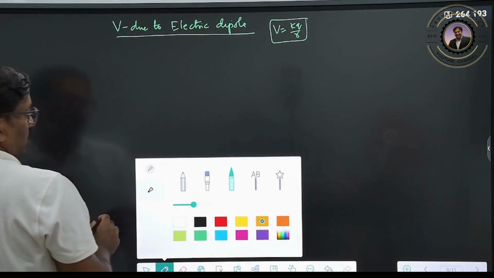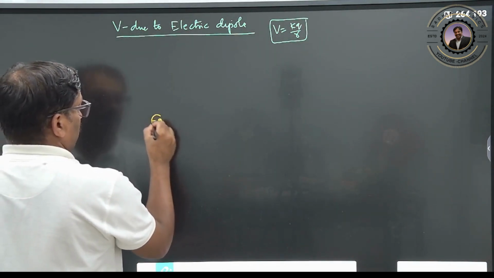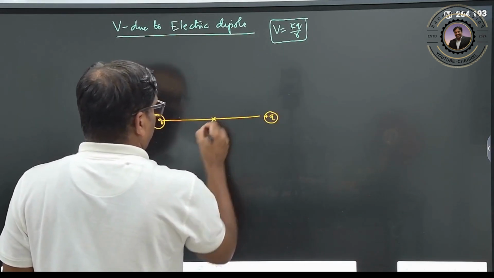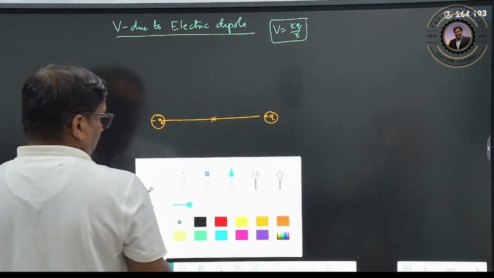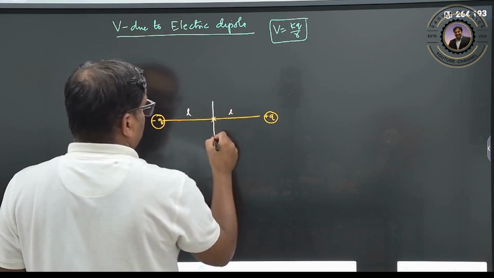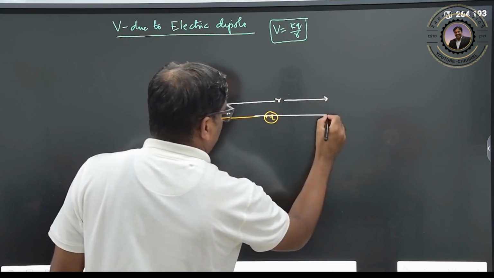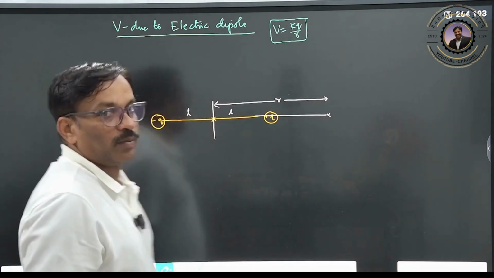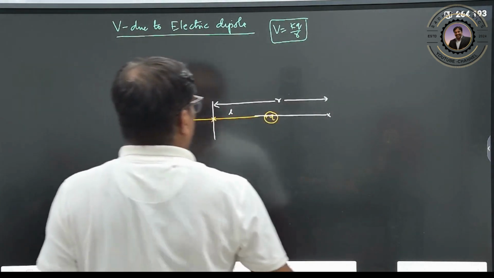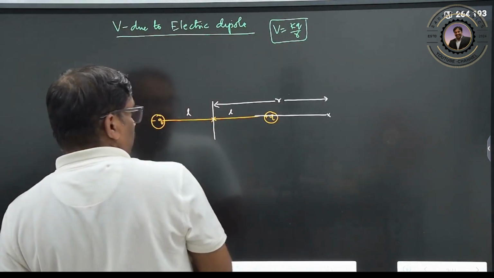So let us see here. There is a dipole, with minus Q on one side and plus Q on the other. From the center, we want to calculate the potential at a distance, this distance being L, from the center of the dipole. At this point we want to calculate the potential along the axial line. Here again, there is no need to take any directions.